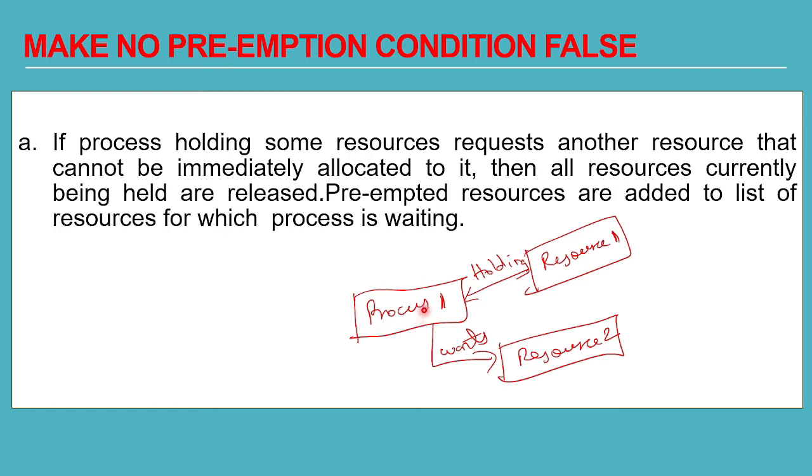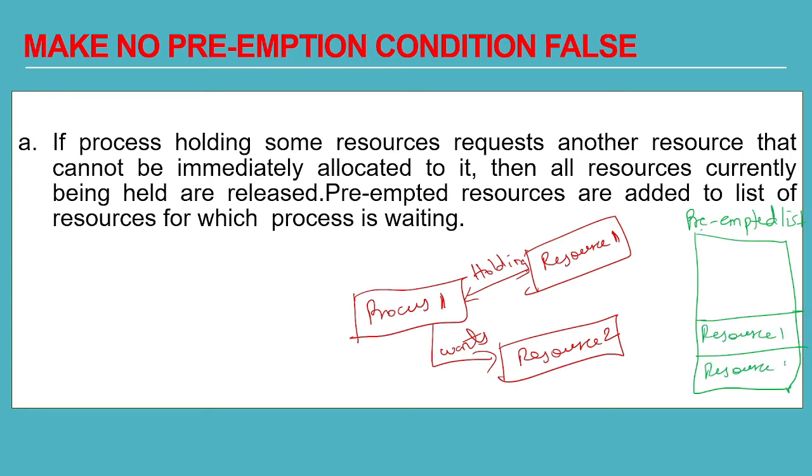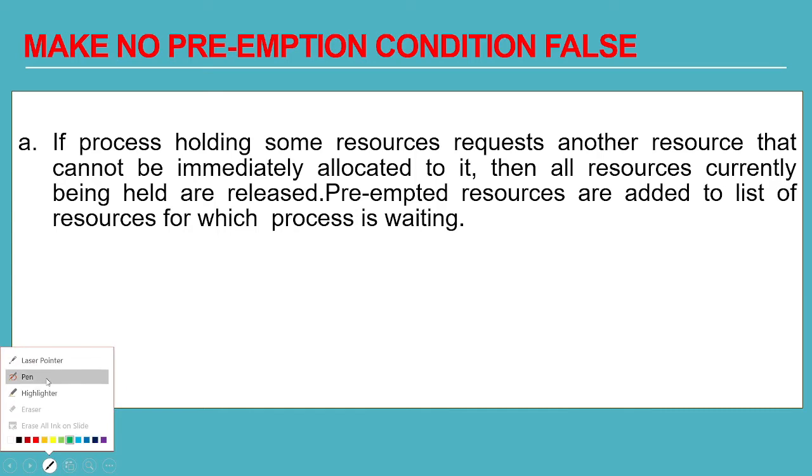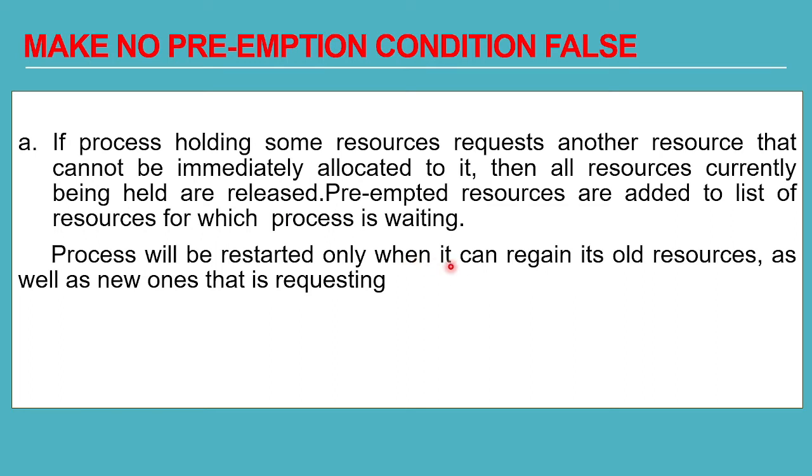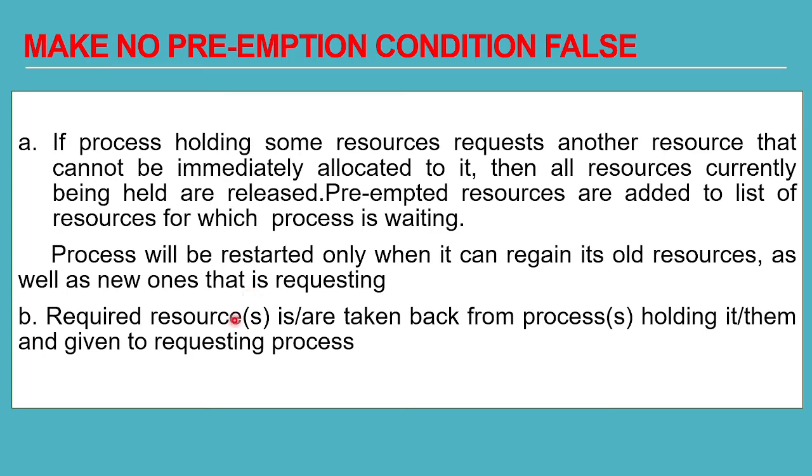So what will it do in that case? It won't keep holding resource 1. It will release resource 1 also, and both resources will be added to the preempted list, resource 1 and resource 2, so anybody can use those resources. These resources will be preempted. So we are making the no preemption condition false. The process will be restarted only when it can regain its old resources as well as the new ones it is requesting. So required resources are taken back from the process holding them and given to the requesting process.